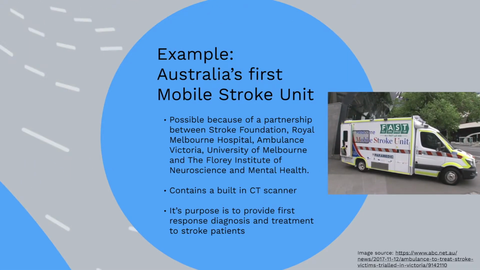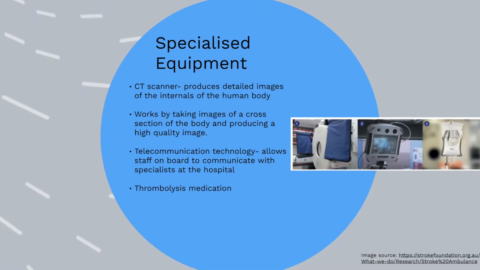A CT scanner can produce detailed images of the internals of the human body, and in the MSU, a portable scanner is used to diagnose a stroke patient by scanning the brain. It can also help determine the type of stroke the patient has experienced in order to ensure correct treatment is administered.